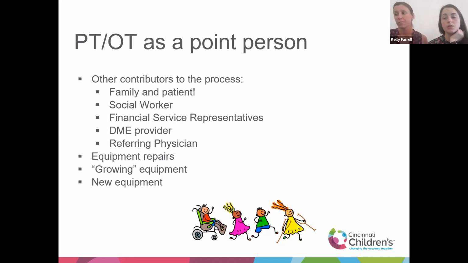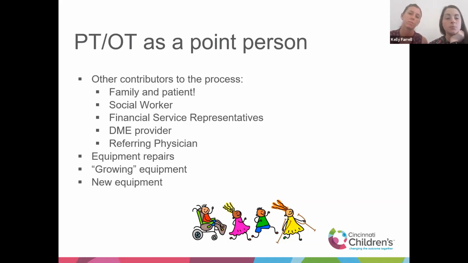But going into more detail, the social worker is often involved in assisting in coordinating care, accessing resources for paying for the durable medical equipment, providing education on government services and payments to individuals with disabilities. We can also use our financial service representatives here at Cincinnati Children's to help us understand and provide somebody for patients to ask questions to about their health insurance.